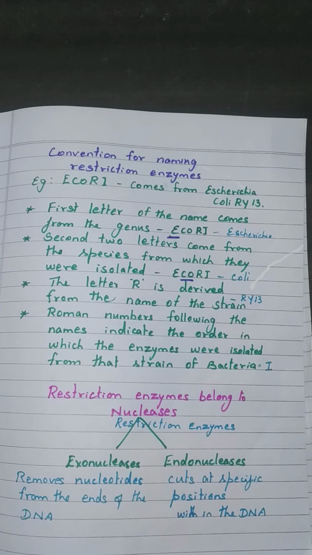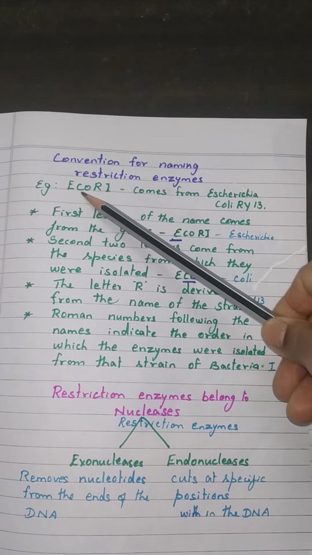Now let us see how to name the restriction enzymes. When giving scientific names to organisms, the genus name is included and then the species name is also considered. In the same way, here also there are some conventions. Conventions means there are some rules to be followed for naming the restriction enzymes. For example, take EcoRI.